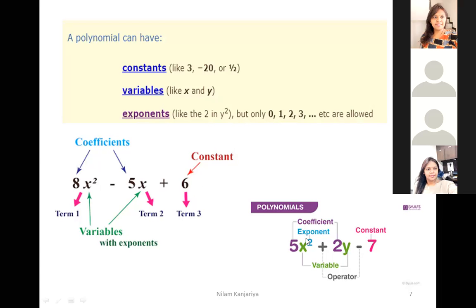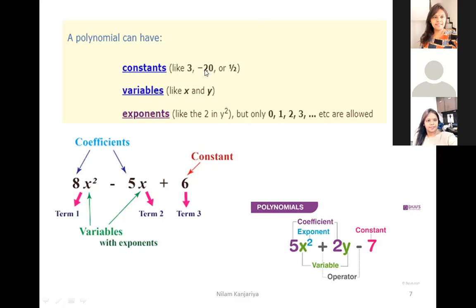Similarly, you have a second example of a polynomial. Here x is known as a variable. y is also a variable. This is a two-variable equation. It is a polynomial with two variables, and the last term has no variable, that is a constant. A constant is also one type of polynomial.